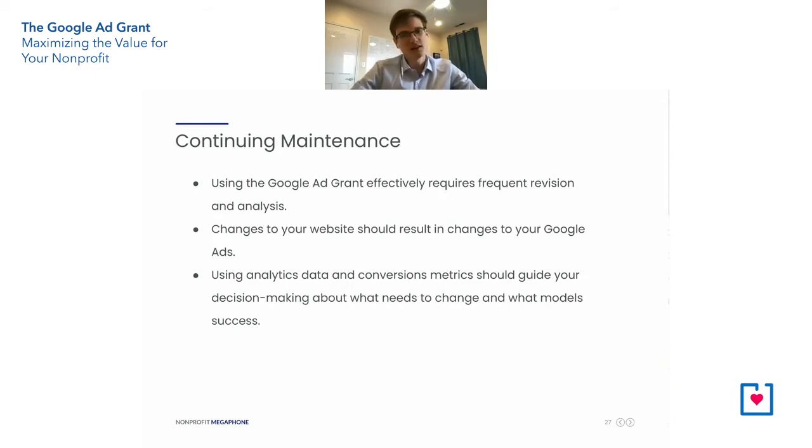Another really important thing to know about the Google Grant is that it's not set and forget. The Google Grant has rules called compliance rules that you have to follow, which we'll get into in a second. And one of those rules is you have to be making changes at least once a month, and ideally more often than that, so that your account continues to improve.